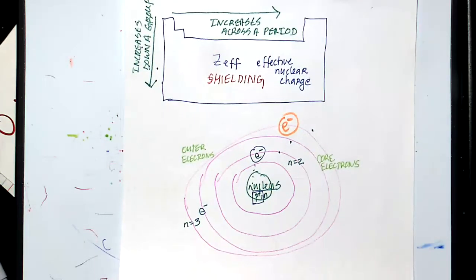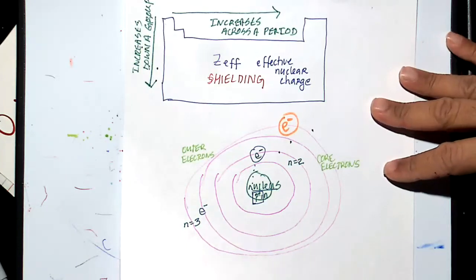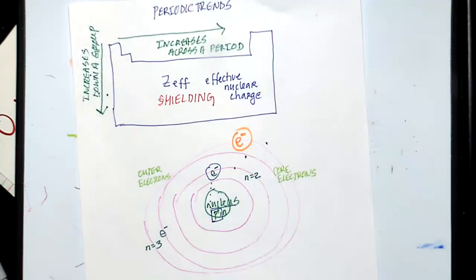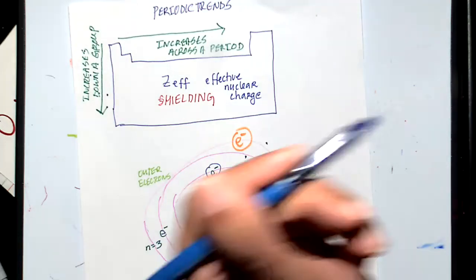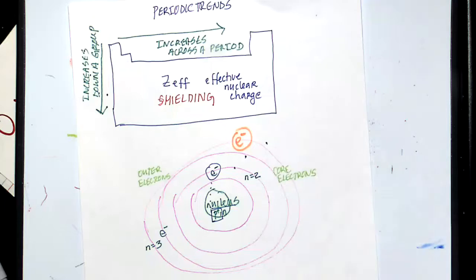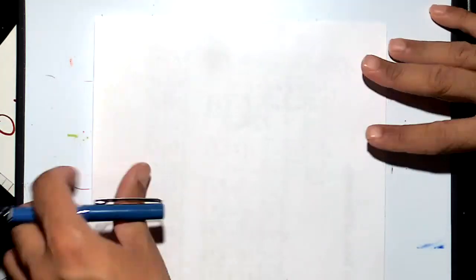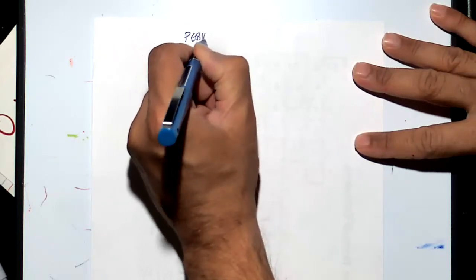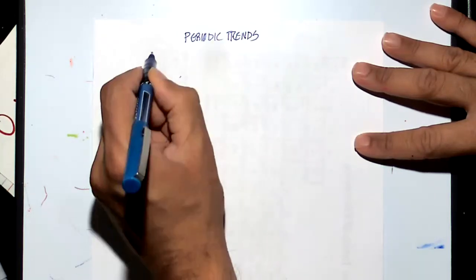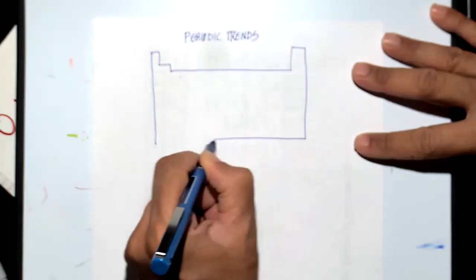There are three more that I want to teach you. The second one is called the atomic radius, and it's the only one that's a little bit different than the rest. So this is periodic trends, and the first was effective nuclear charge. This next one is the atomic radius, literally the size of the atom.